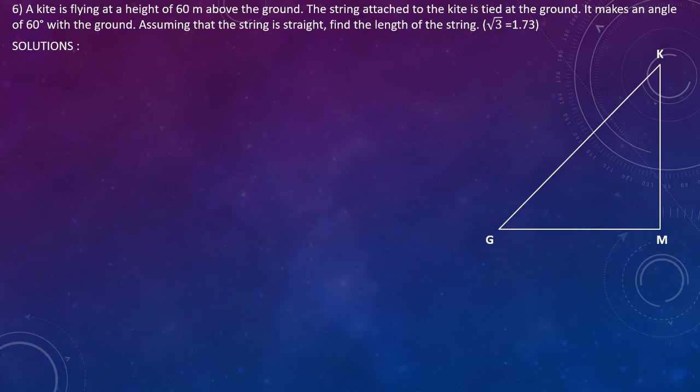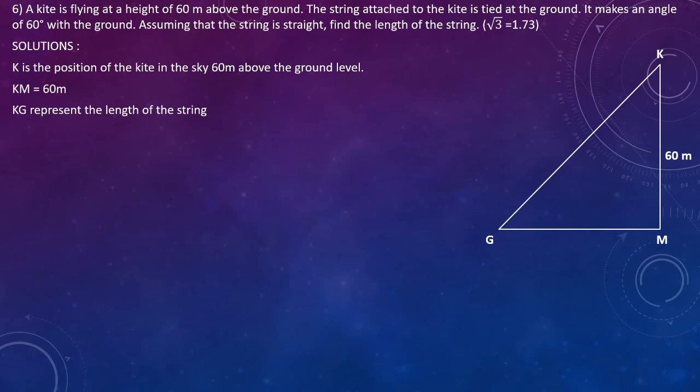So here you can see the diagram. Let us formulate this diagram. K is the position of the kite in the sky, suppose, which is 60 meters above the ground level. So KM is equal to 60 meters. Suppose KG represents the length of the string, which we have to find out. The angle made by the string with the ground is angle KGM, which is 60 degrees. So we have the opposite side and we need to find out the hypotenuse side.